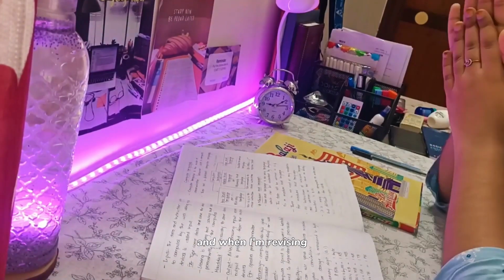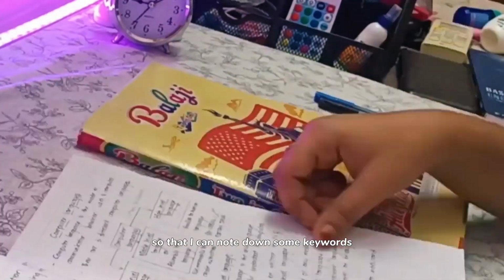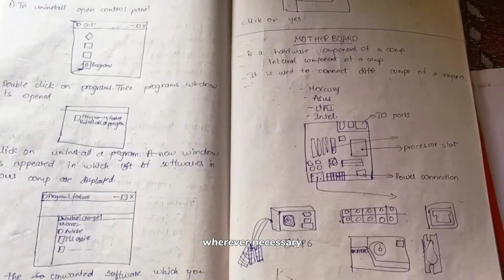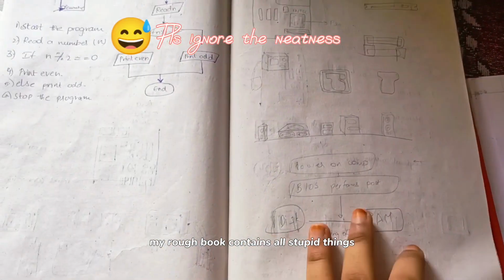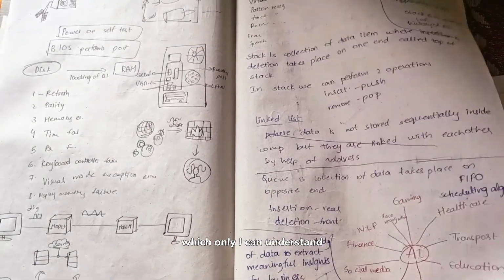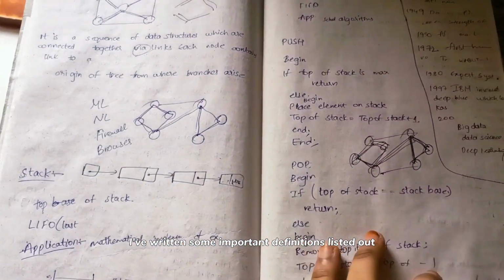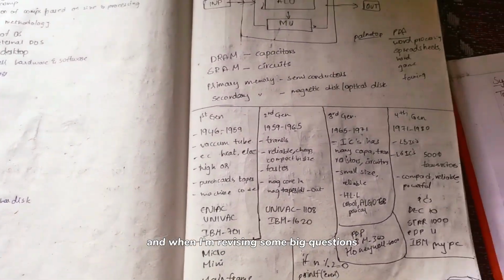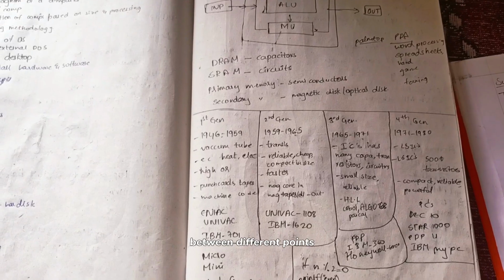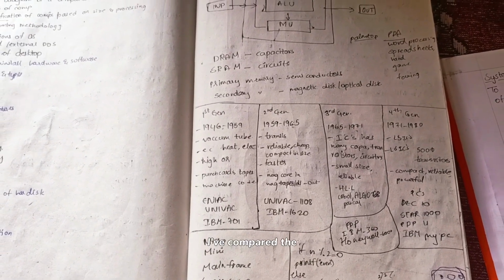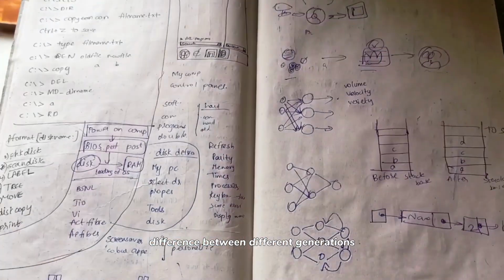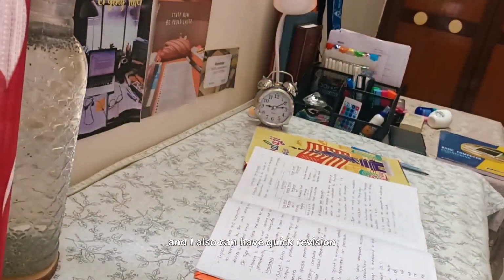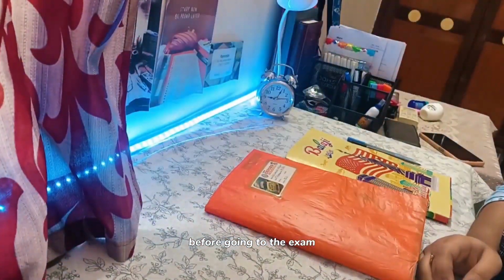When I'm revising, I keep a rough book beside me so that I can note down some keywords and draw diagrams wherever necessary. As you can see, my rough book contains all the stupid things which only I can understand. I've written some important definitions, listed out 8 marks and 3 marks questions, and when I'm revising some big questions, I try to compare between different points. Like, as you can see, I've compared the differences between different generations. Noting down points like this helps me get confidence on that question, and I can also have a quick revision before going to the exam.